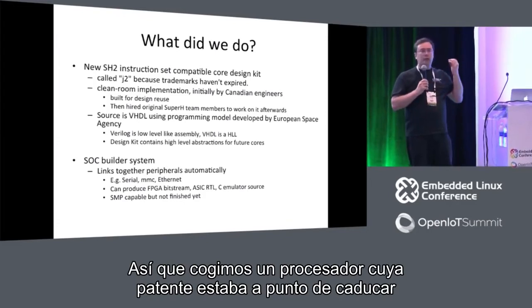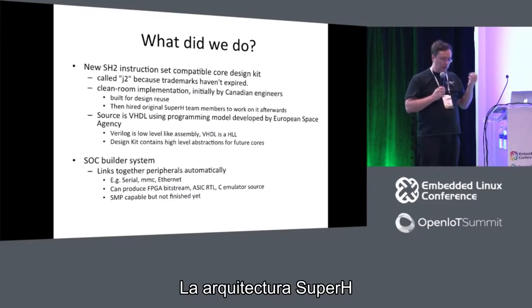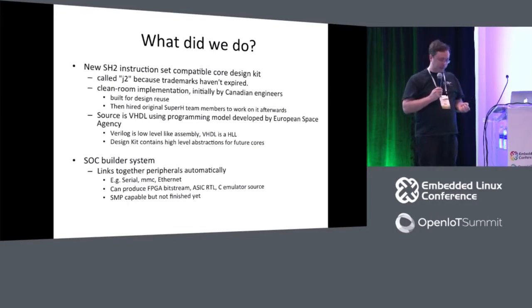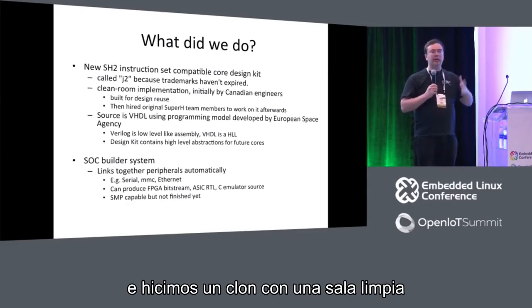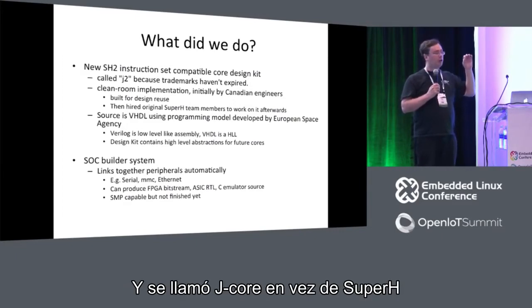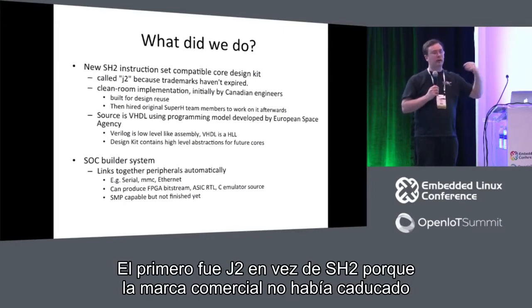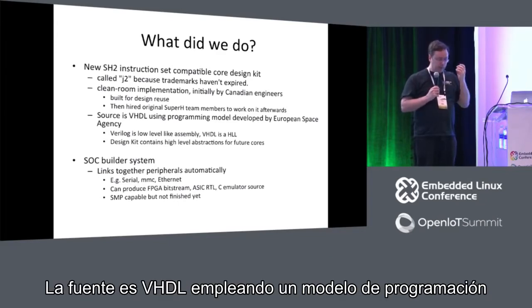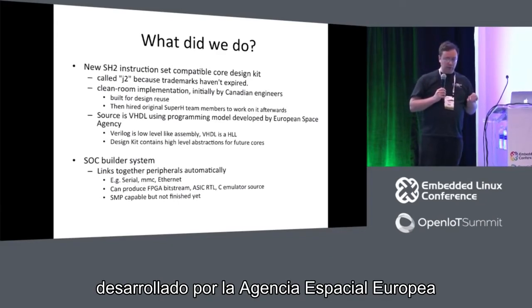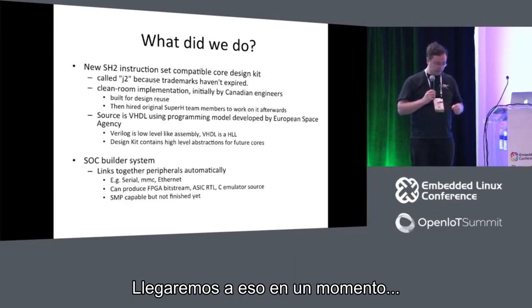So we took a processor on which the patents were expiring, the Super H architecture, and we did a clean room clone of it with some Canadian engineers. It's called jcore rather than Super H, with the first one being J2 rather than SH2, because the trademarks haven't expired. The source is VHDL using a programming model developed by the European Space Agency that is a lot more like software development than conventional hardware development. We'll get to that in a bit.